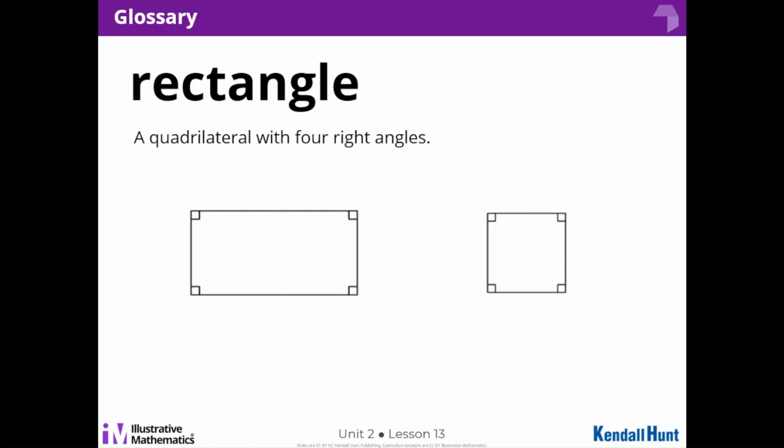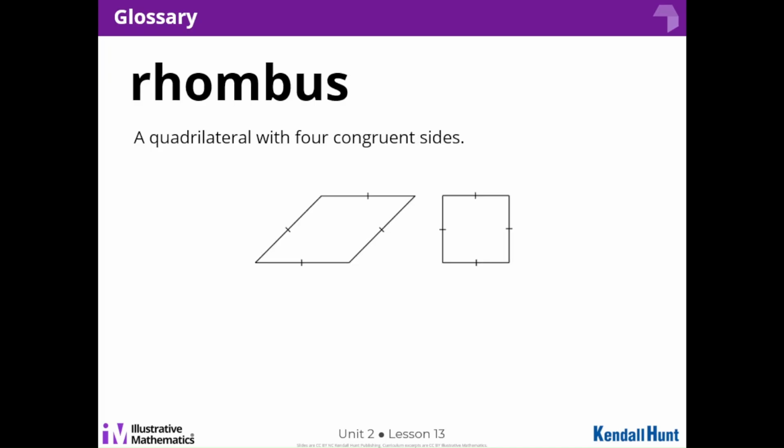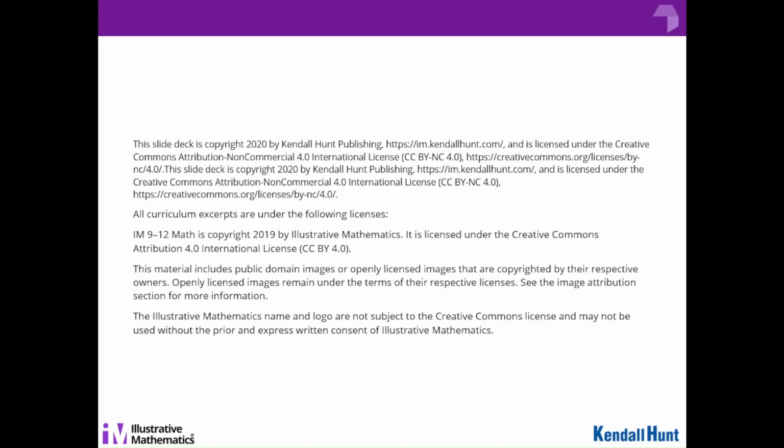For glossary terms, we have rectangle. This is a quadrilateral with 4 right angles. Next, we have rhombus. This is a quadrilateral with 4 congruent sides. Now that we're done with the introduction, let's go ahead and take a look at the practice problems.